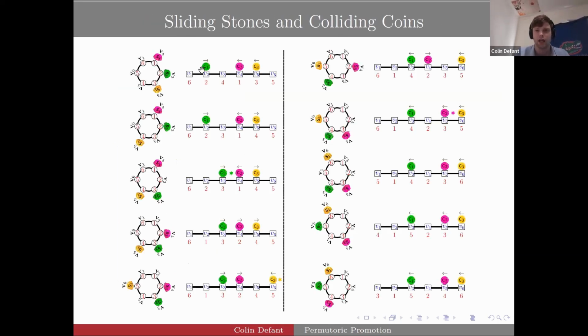So what I mean by this is if I start with this labeling, I can do this process I was describing where I keep doing the toggles, and that'll generate this infinite sequence of stones diagrams and coins diagrams. I could also go backward in time by just reversing the order. And so I get this bi-infinite sequence of stones diagrams and coins diagrams, which I'm calling a timeline. So this here is a piece of a timeline.